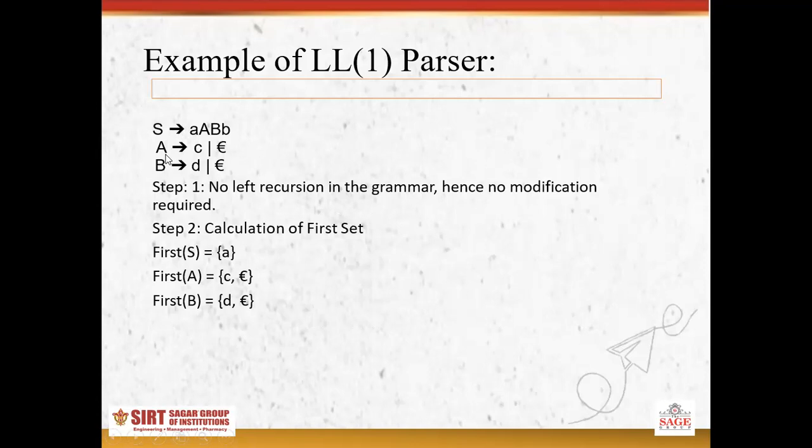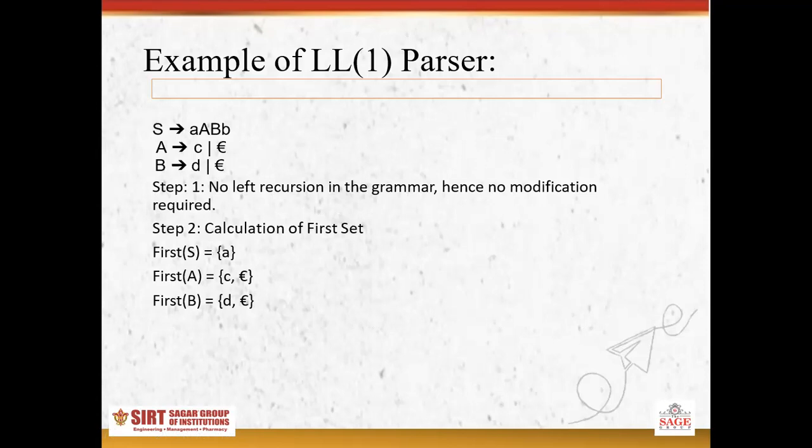In the second production, if A produced A, then there would be left recursion. But here A produces small c or epsilon, so there is also no left recursion. Third, B produces d or epsilon, so here also there is no left recursion in the grammar. Hence, this grammar has no left recursion, so we don't have to modify the grammar.